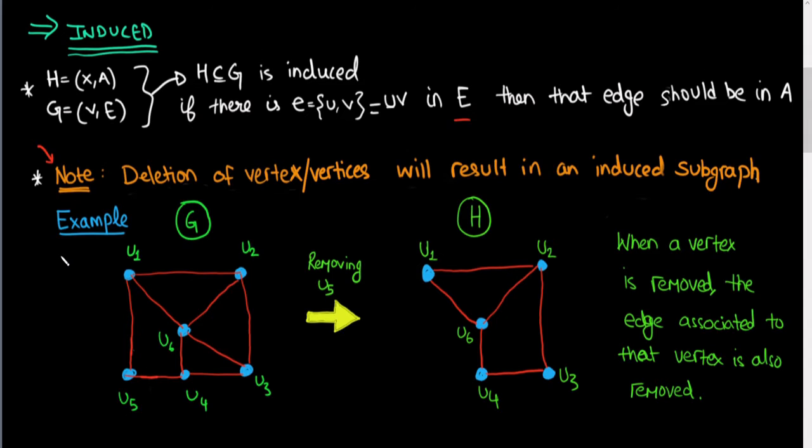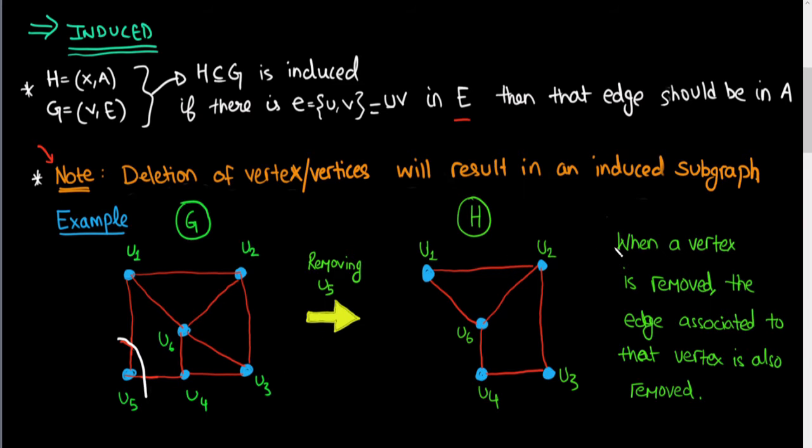So let's do an example. Say you've got a graph G on the left-hand side as shown. It has 6 vertices, u1, u2, u3, u4, u5, u6, and all the edges are marked in red. To get an induced subgraph, I'll be deleting a vertex or vertices. In this case, I'll be deleting just a vertex. Let me use a different color. I'll be deleting u5 here. So this vertex will be deleted.